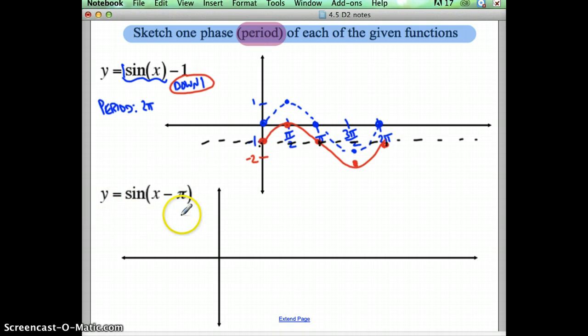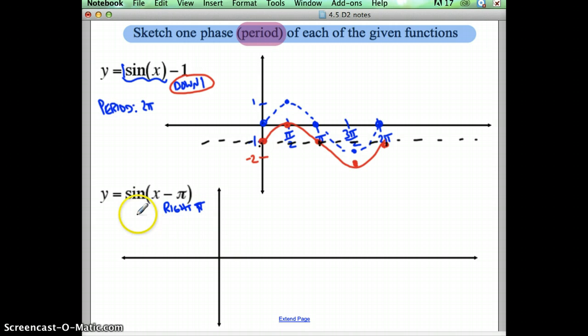Okay, next one we're going to do is this one. Well, this one has a shift, but do you see how the minus pi is within the parentheses? That's a shift left or right. Since it's a minus pi, that's a shift to the right by pi.